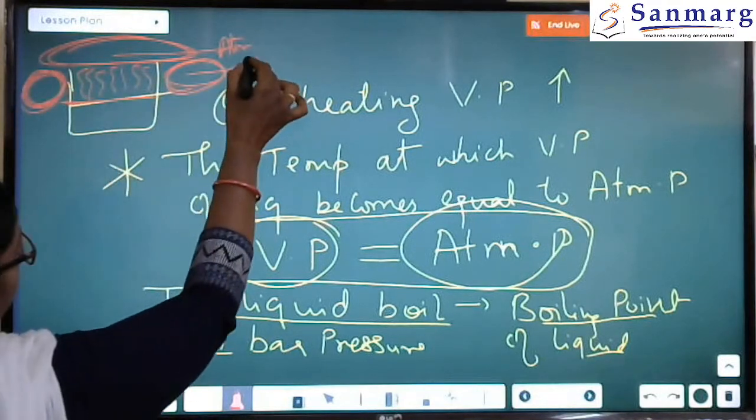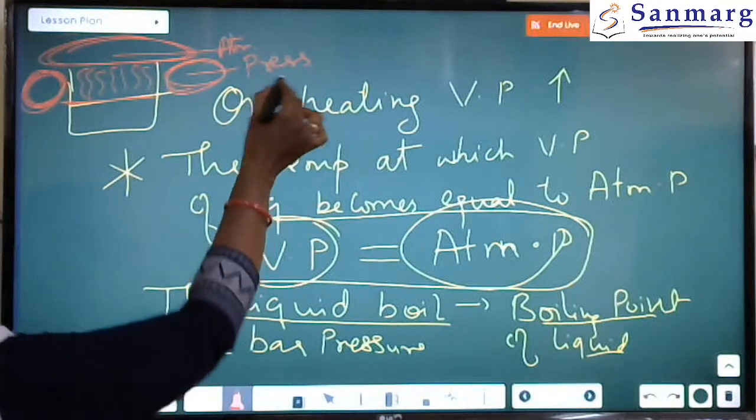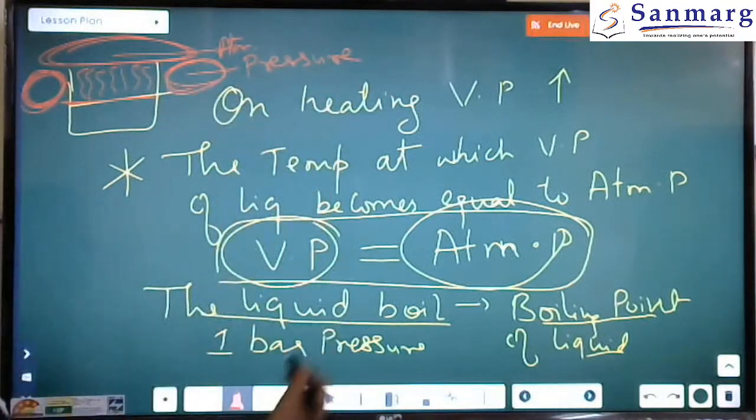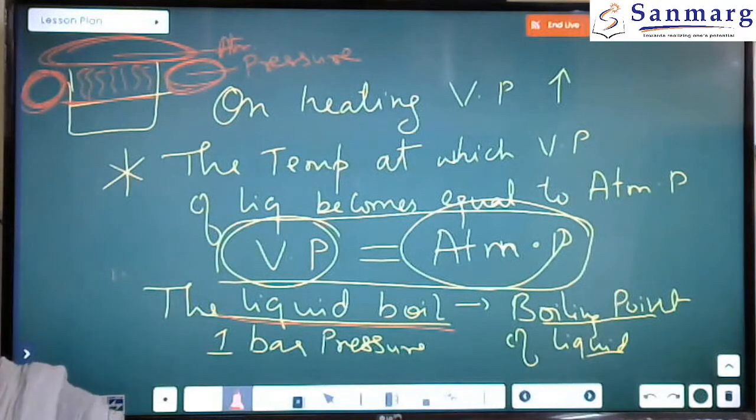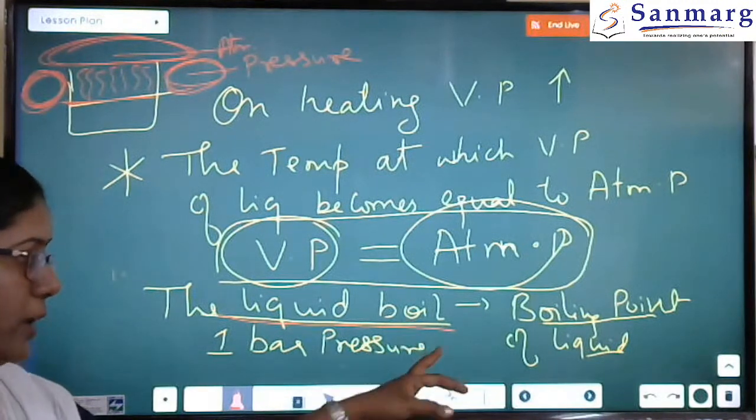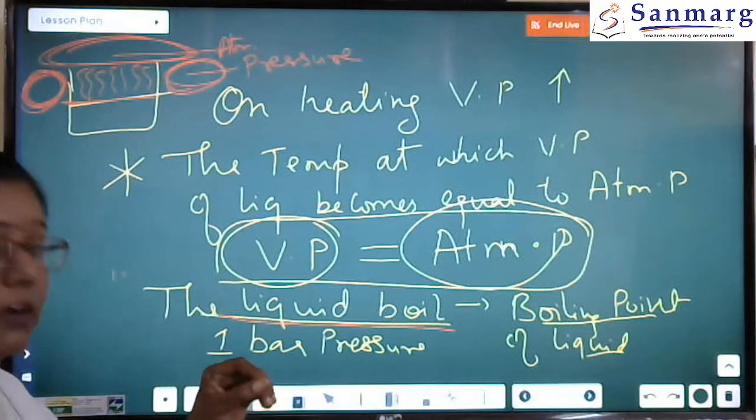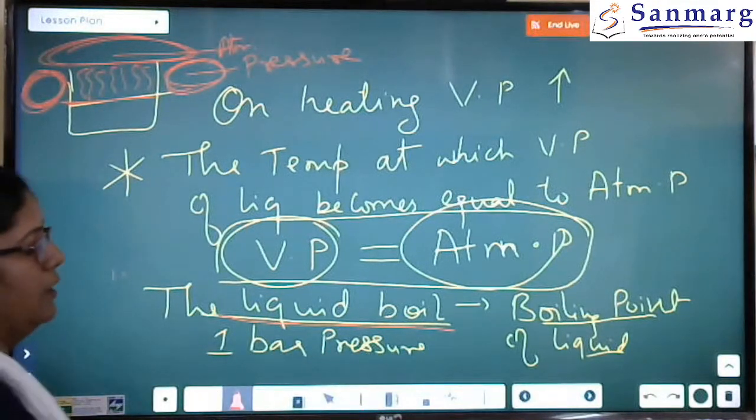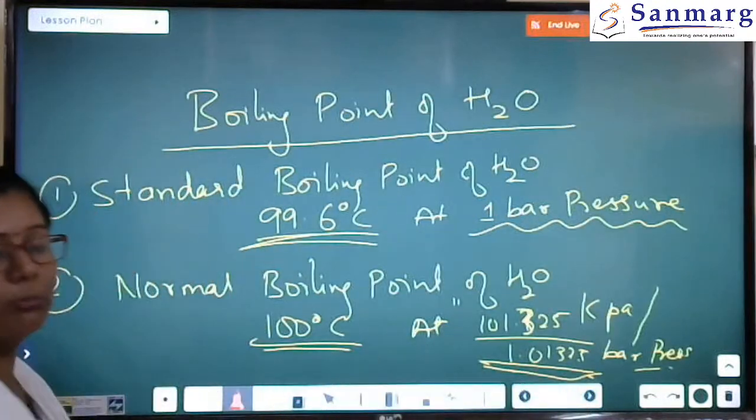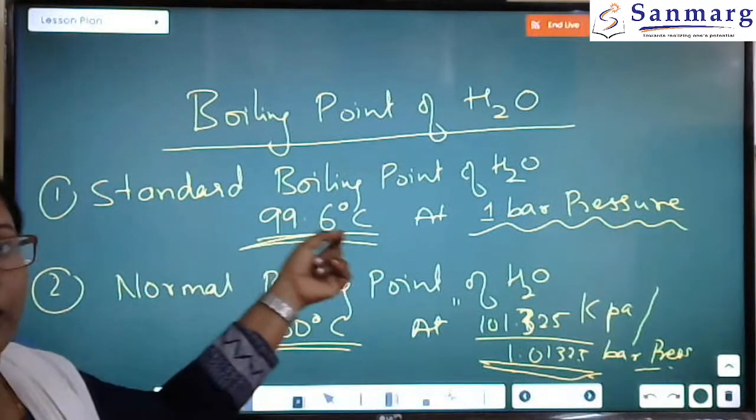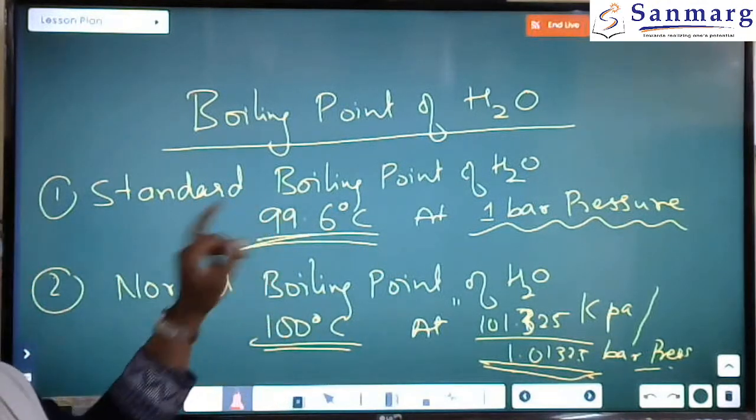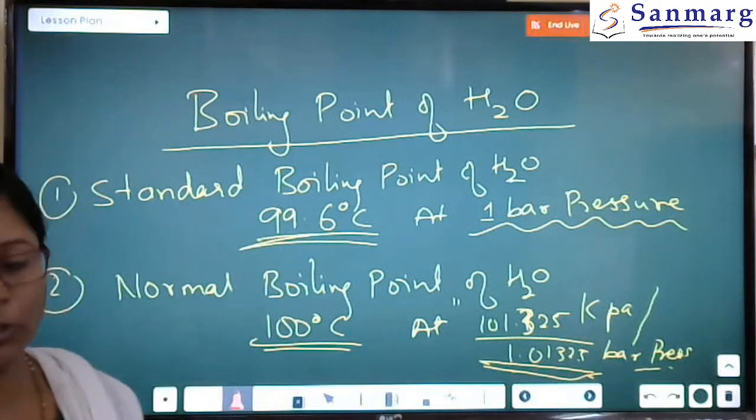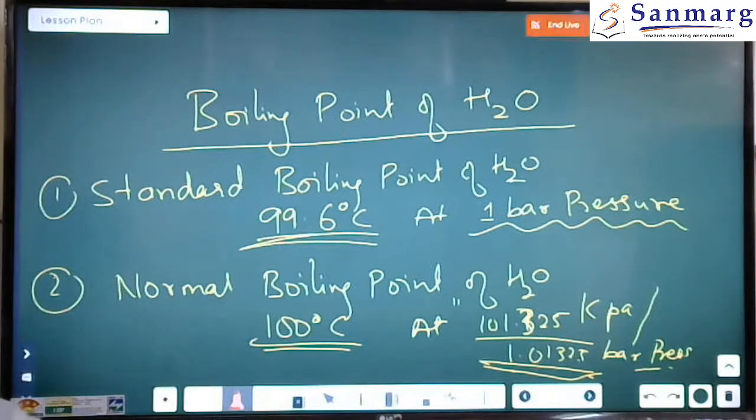Okay, atmospheric pressure. When vapor pressure and atmospheric pressure become equal, the liquid starts to boil. So that point is called the boiling point. It has been asked many times as a one mark question: Define boiling point. What is the boiling point of a liquid? Or, the normal boiling point of water is 100 degrees Celsius. Standard boiling point of water is 99.6 degrees Celsius.